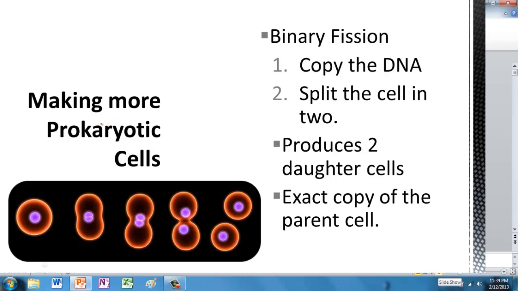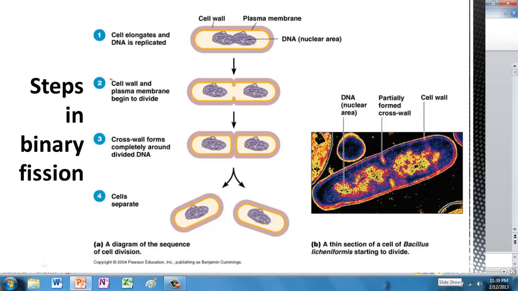To make new prokaryotic cells, the prokaryotic cell goes through a process called binary fission. And it's really pretty simple. The DNA is copied, and then the cell splits in two. It produces two daughter cells that have an exact copy of the parent cell DNA. So let's look and see how this happens.